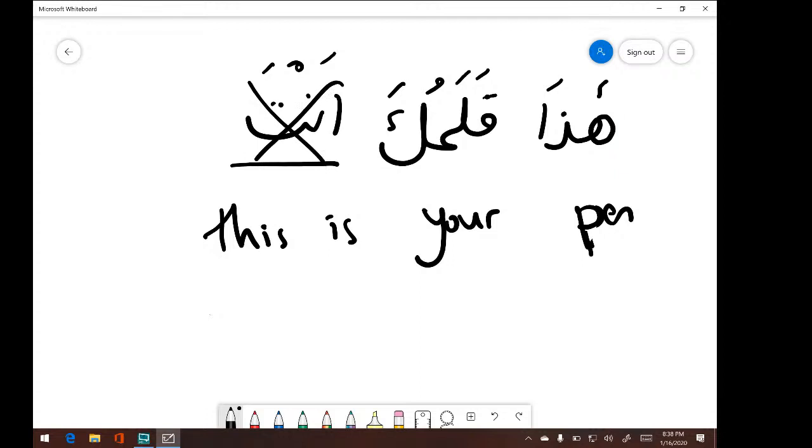Without the anta or with the anta, it means the same thing. The only thing is it's emphasis. So it's like an argument when you're trying to tell someone, I'm telling you it's your book. That's basically what it is. This is definitely your book.